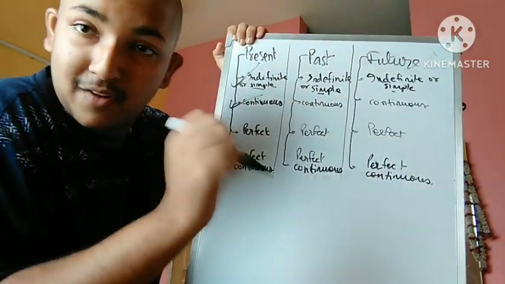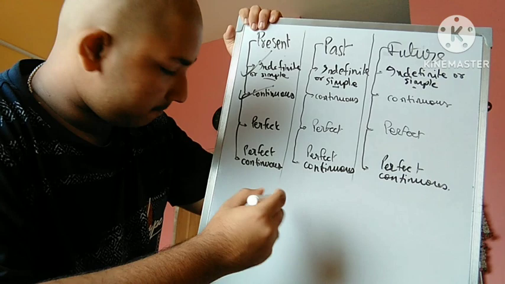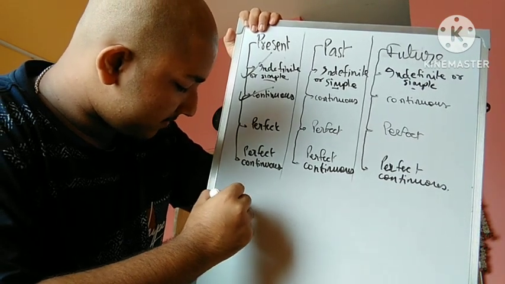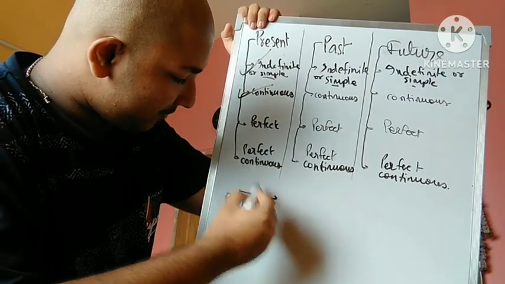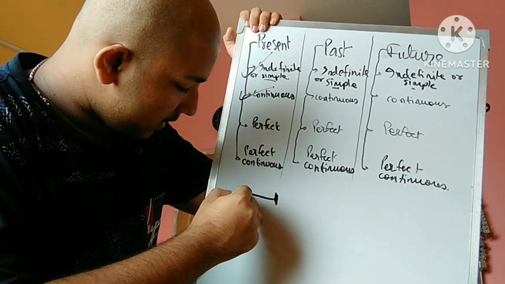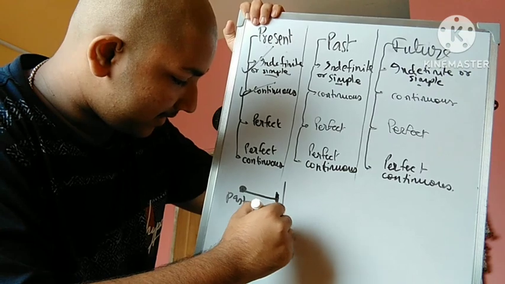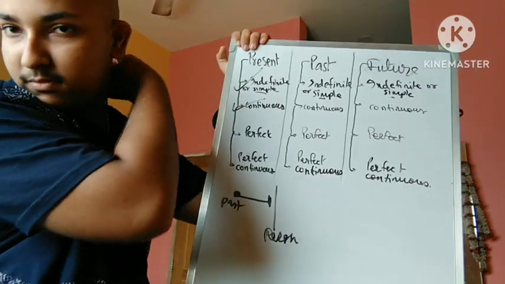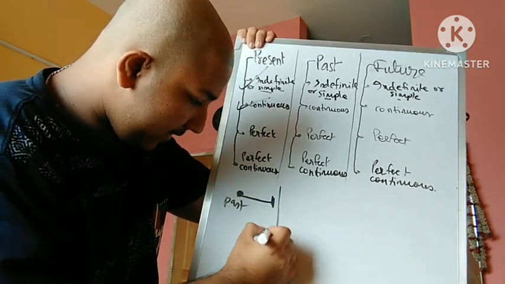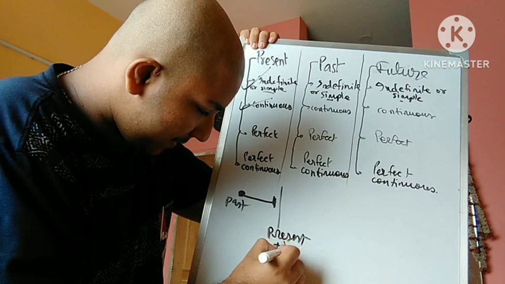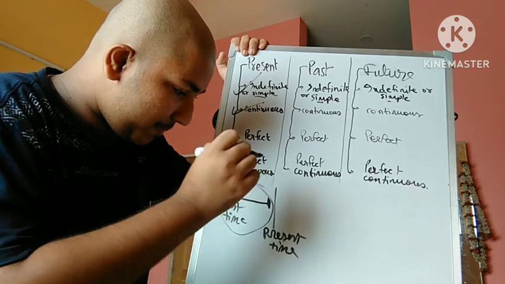And the present perfect can be shown like this. This is our past. It started in the past, went on and finished. Stopped. Started in the past and stopped. And here is our present time. This whole part was past time. This is our present time.